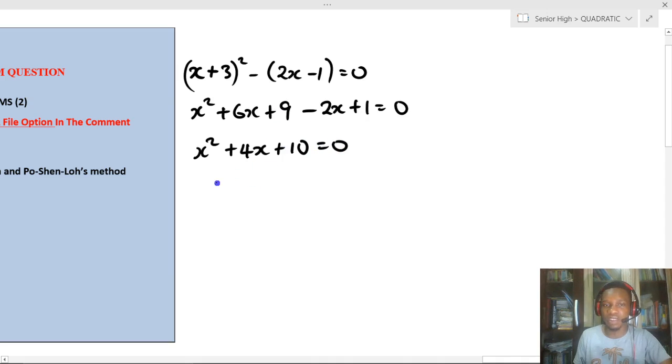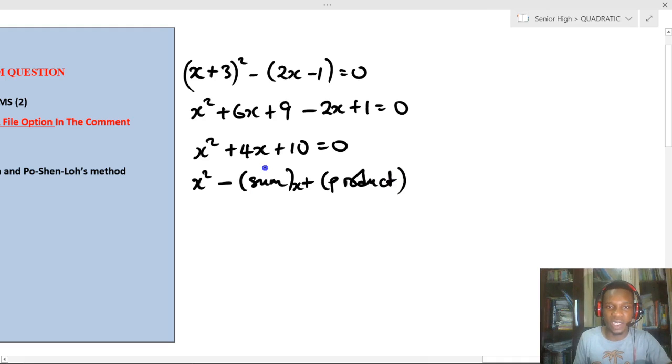Okay, now look at this. Remember what I told you again, that if we have x squared, it's going to be minus the sum of the roots, times x, and then plus the product of the roots. So therefore this part here is our b part, and here's our c part. So for this part, our b will be what?